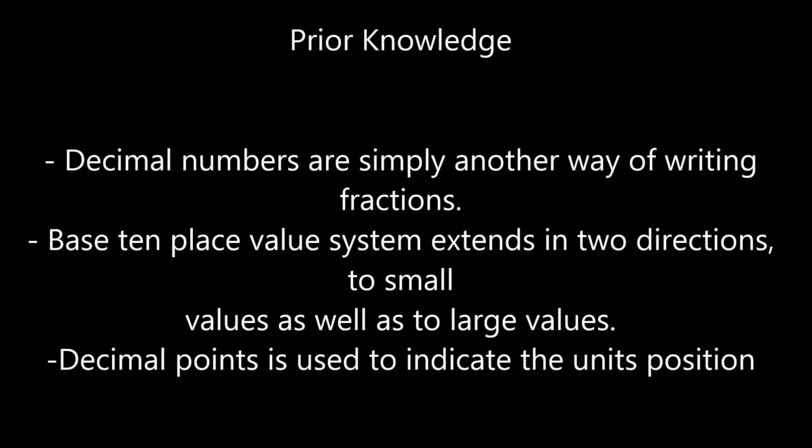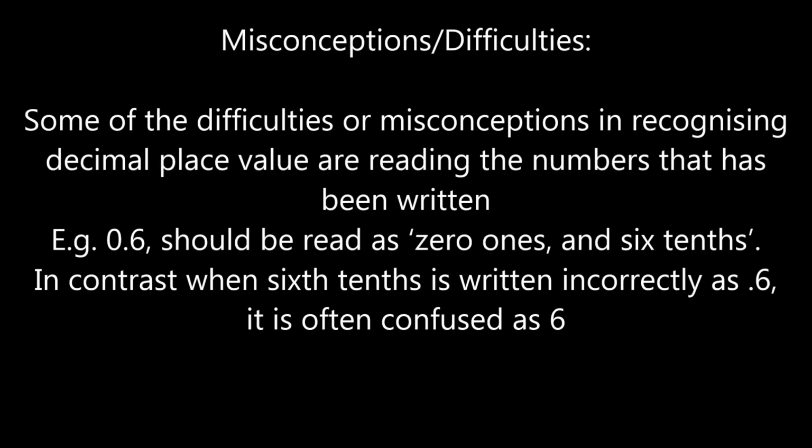Prior knowledge. The important issues for this topic on finding models for explaining decimal place value are understanding that decimal numbers are simply another way of writing fractions. Students should have the prior knowledge of understanding that the base 10 value system extends in two directions, to small values as well as to large values. By using a decimal place value system, students are able to understand that the decimal point is used to indicate the unit's position.